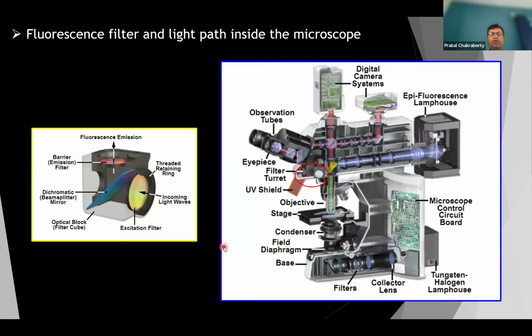Now, the filter block that I mentioned in my last slide looks something like this. You can see this is the excitation filter through which the light is coming, and then this is the dichroic mirror, and the light goes to the sample, and whatever emission is coming passes through the dichroic mirror. The dichroic mirror has a particular property.